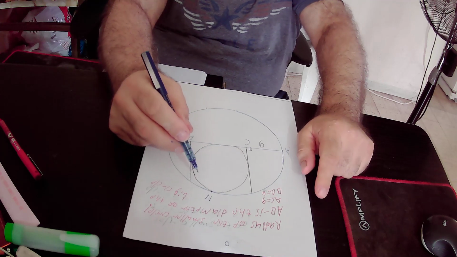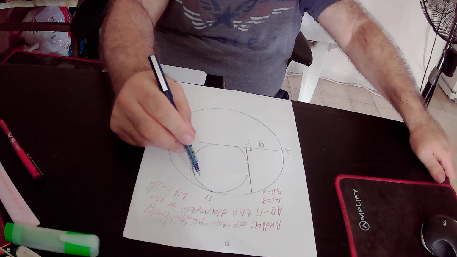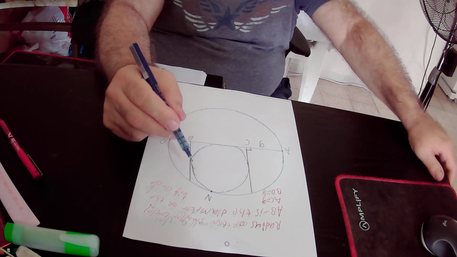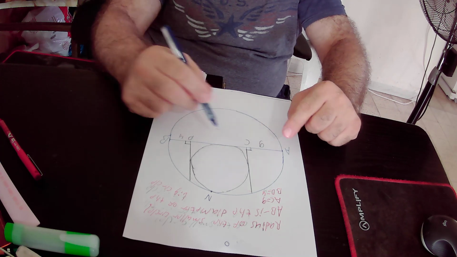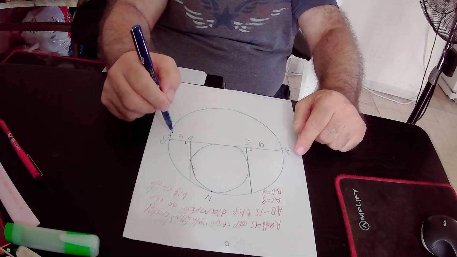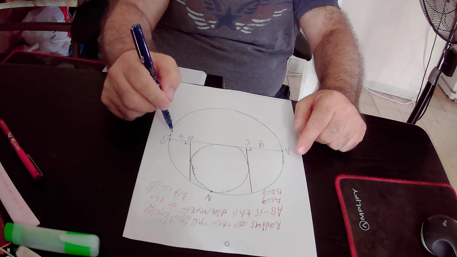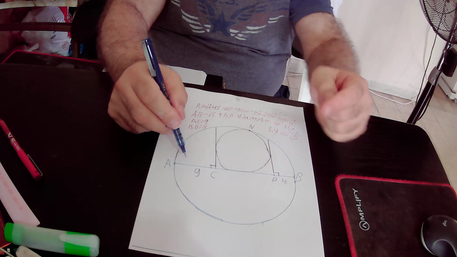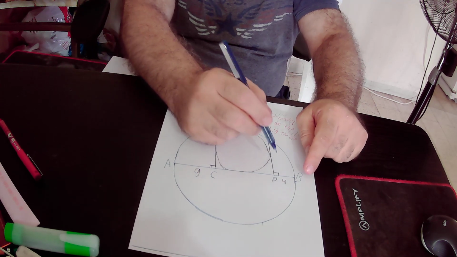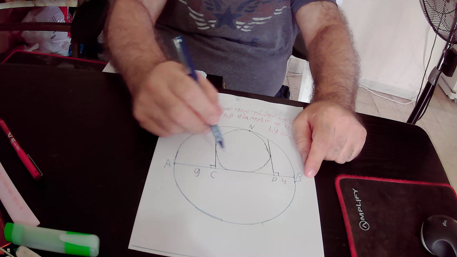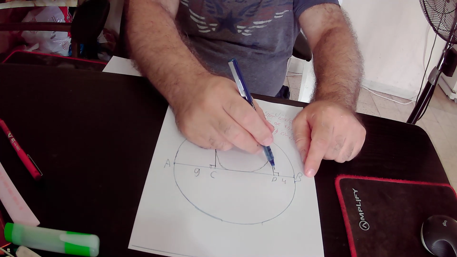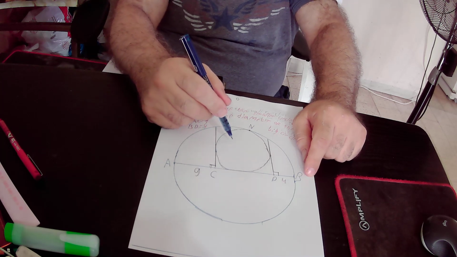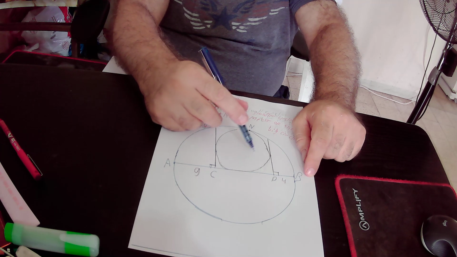Again, these two circles have an internal tangent between them at this point, and we also know that AB is the diameter of the big circle, and also we know that AC equals 9 units, BD equals 4 units. This is a right angle, and this is also an angle of 90 degrees. Okay, and we want to find out the radius of this small circle.